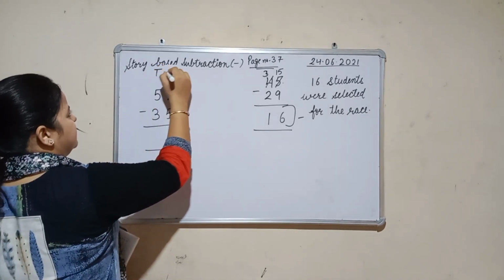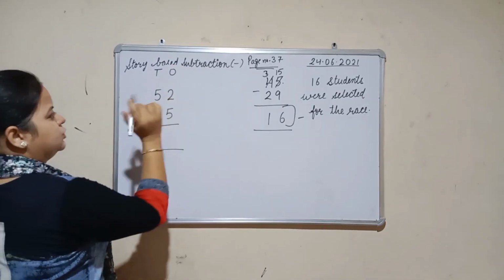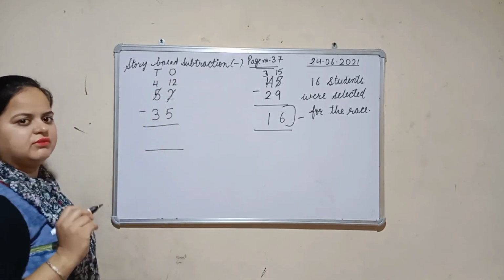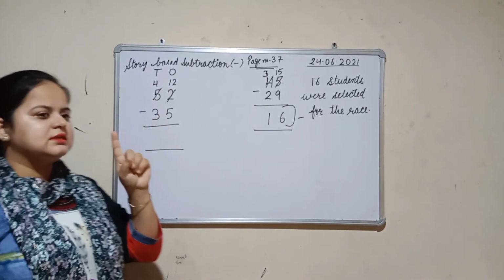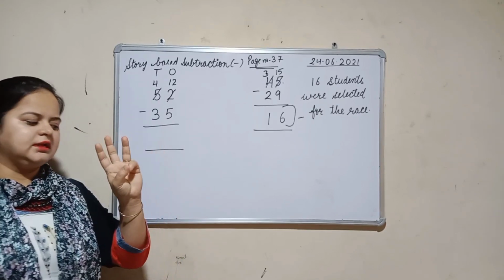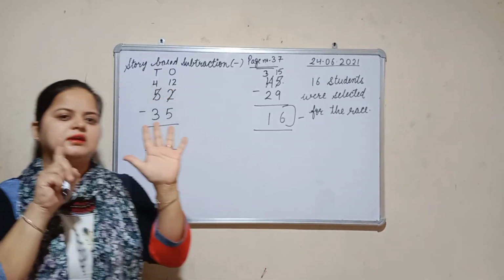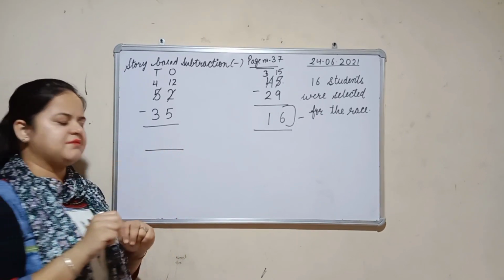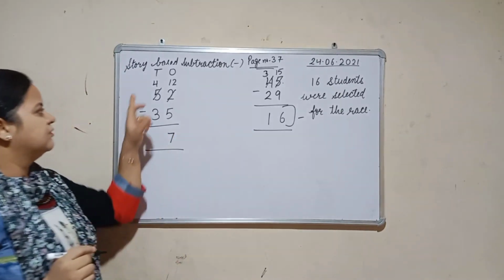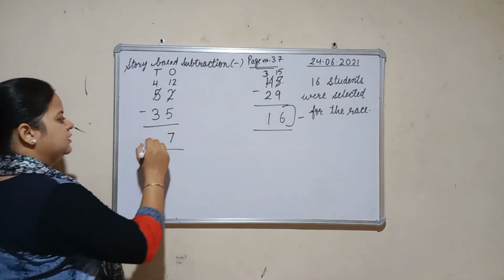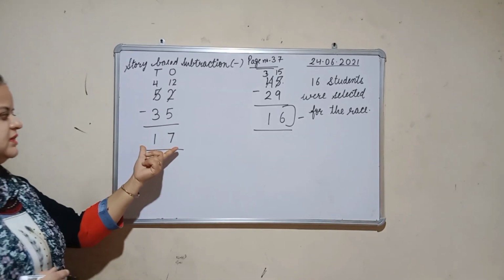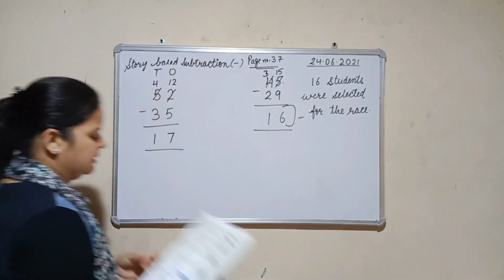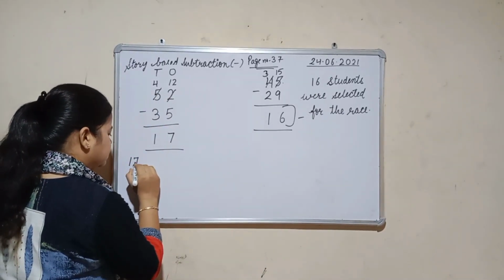So here on top we will write tens and ones. 2 will take one borrow from 5, so 4 and 12 ones. 5, 6, 7, 8, 9, 10, 11, 12. 1, 2, 3, 4, 5, 6, 7. We have 7. 4 minus 3, only 1. So 17 boys are going to the zoo. 17 boys. Write the answer.